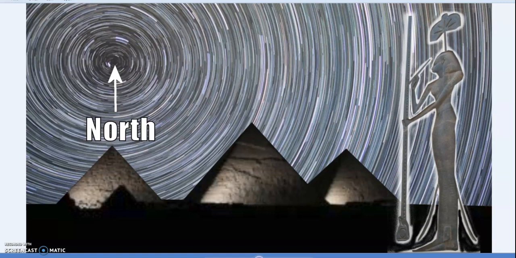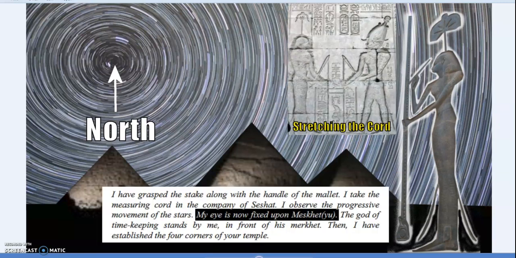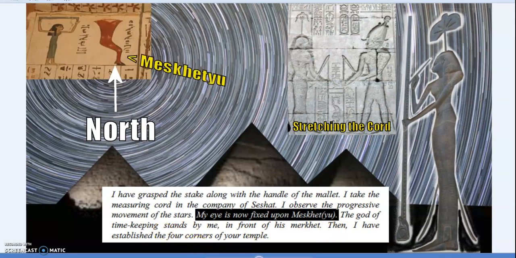North, now we need to consider North and the arrangement of temples. So from the surviving writings describing the Seshat stretching the cord ceremony: I have grasped the stake with the handle of the mallet. I take the measuring cord in the company of Seshat. I observe the progressive movement of stars. My eye is now fixed upon Mesketu. The god of timekeeping stands by me in front of his Merkit. Then I have established the 4 corners of your temple.